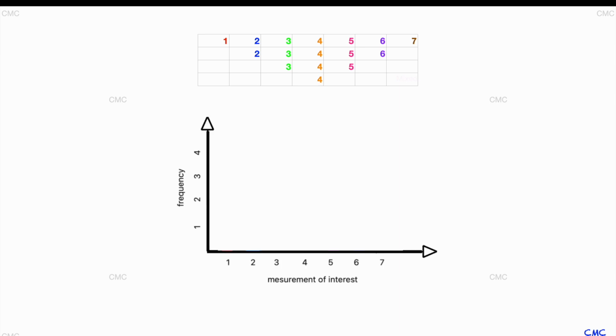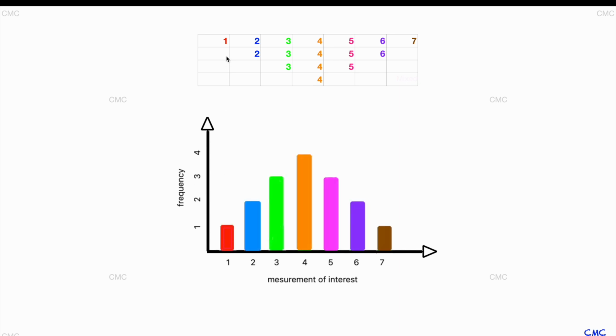So to make sense of things, let's plot our data on a graph. So our measurements are on the x-axis and their frequency on the y-axis. We get a graph like this. 1 one, 2 twos, 3 threes, and so on.